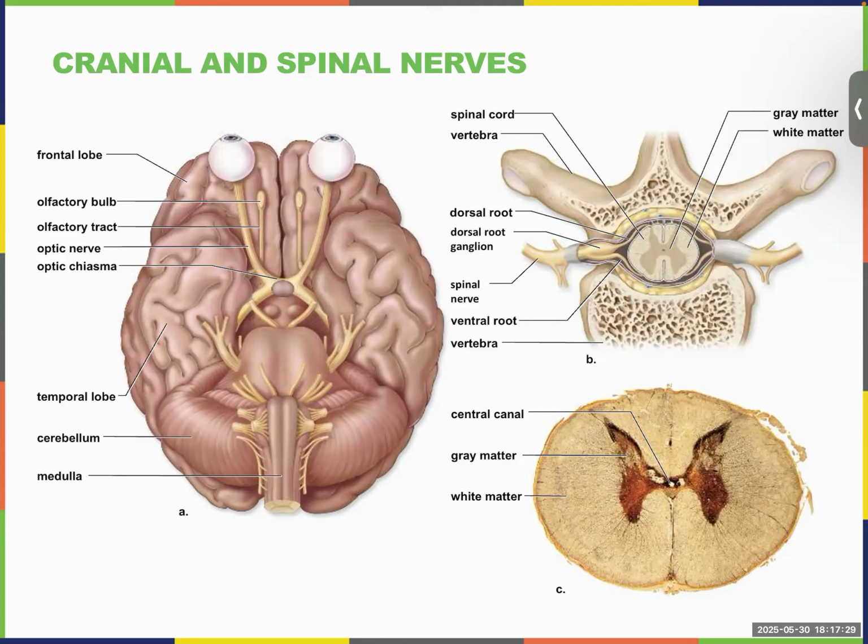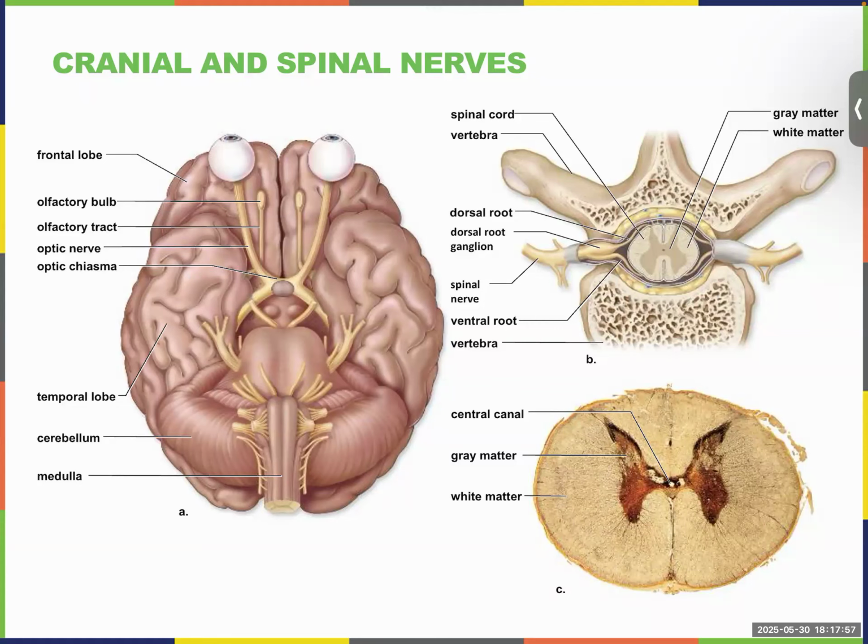And B is a cross section of your spine, showing your spinal cord in the middle, and then it's surrounded by the vertebra, which is supposed to be protecting your spine. But sometimes the spacing gets small and then you get pinched nerves. We won't worry about C.